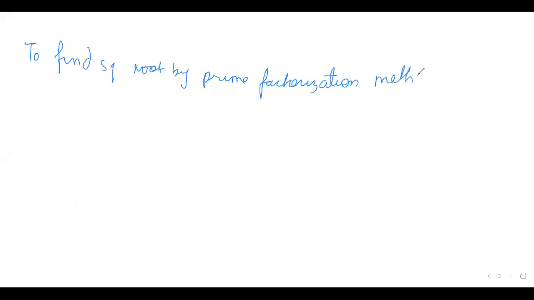The second way to find a square root is by the prime factorization method. Let's say the number is a perfect square.